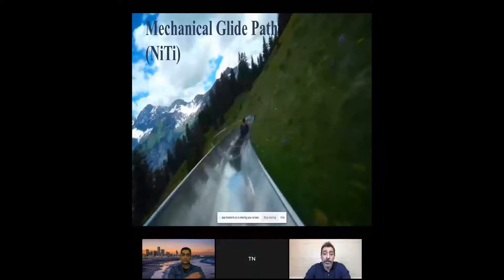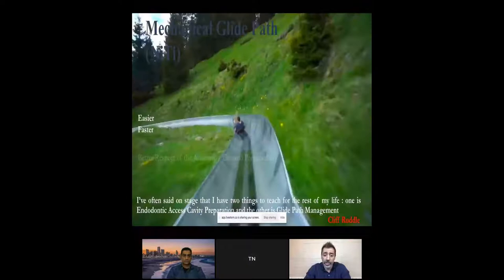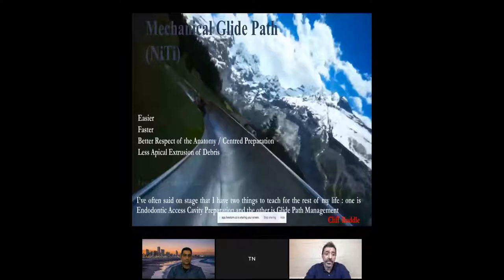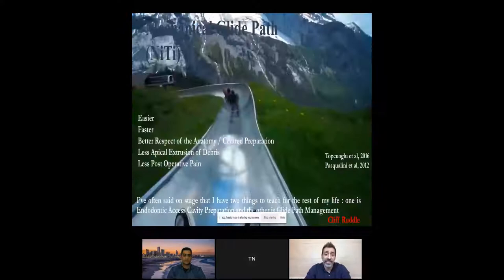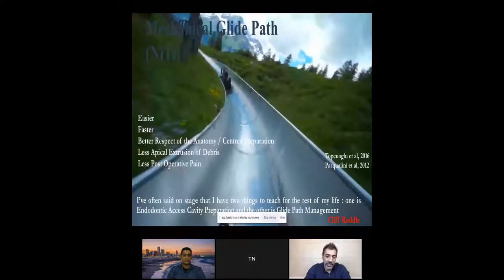The mechanical glide path, as cited many times by the great Cliff Ruddle, who for the remaining time of his life only taught the access cavity and the glide path management. So the mechanical glide path is easier, is faster, and shows better respect of the anatomy. You have a better centered preparation that will minimize the extrusion of debris, and this will lead to less post-operative pain. So a mechanical glide path today is an essential part of the shaping.